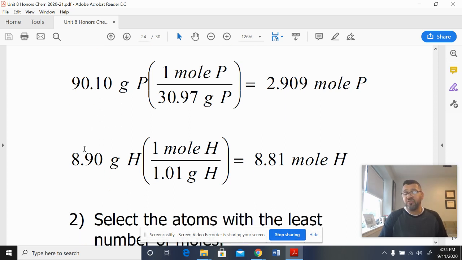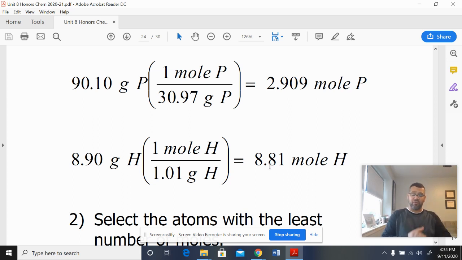The same thing for the hydrogen, 8.90 grams divided by the molar mass of hydrogen. So for every 1 mole of hydrogen, there's 1.01 grams molar mass right from the periodic table. You do the math, you get 8.81 moles. 3 significant figures, 3 significant figures.